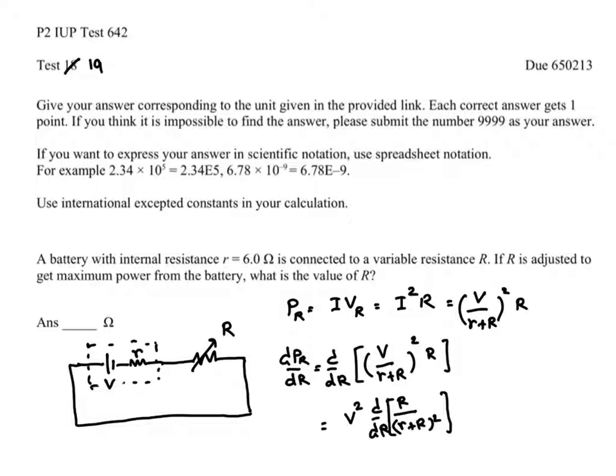Let's see the solution to test number 19. The question is: a battery with internal resistance r equal to 6 ohm is connected to a variable resistance R. If R is adjusted to get maximum power from the battery, what is the value of R?